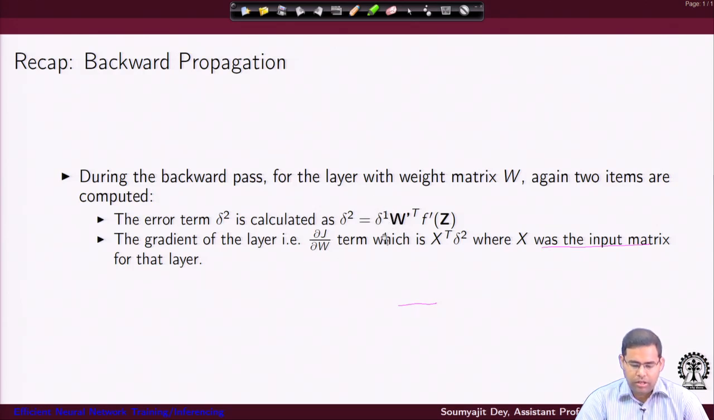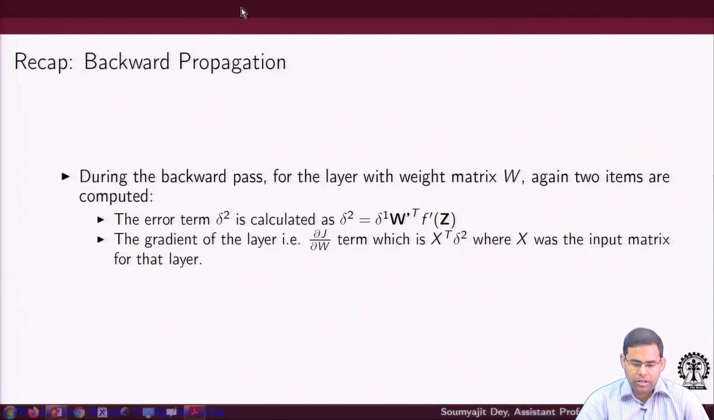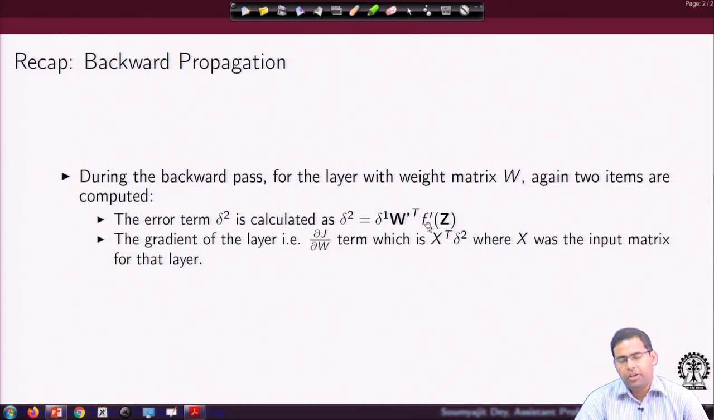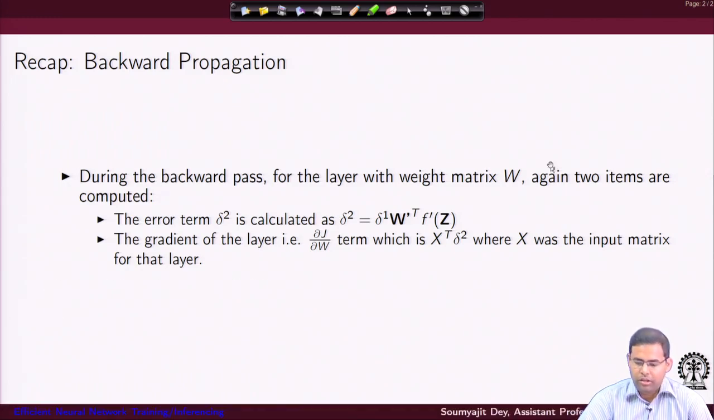Now, using delta 1 we can also calculate delta 2, like we discussed earlier. So, delta 2 is nothing but delta 1 times W prime transpose multiplied by, again, the derivative of the activations. And using delta 2 we can compute the derivative of J with respect to W, and this is given by x transpose multiplied by delta 2, where x is the input matrix for that layer. So, these are the different terms that need to be derived while doing the back propagation.